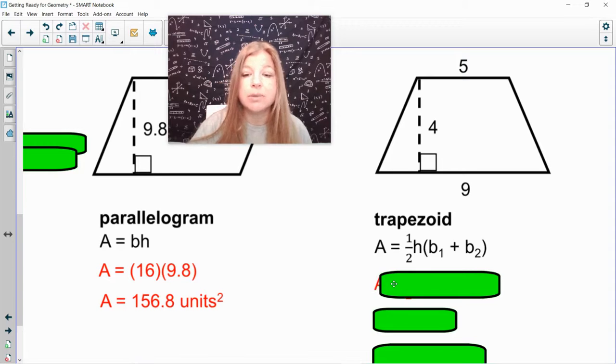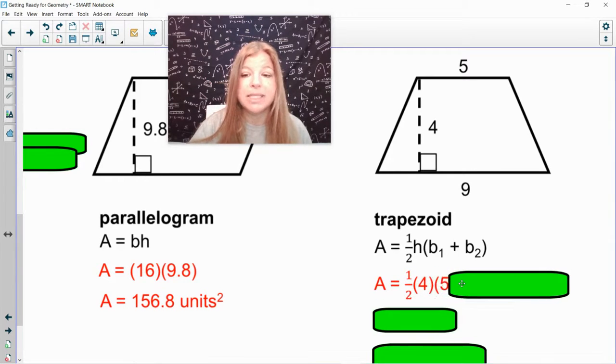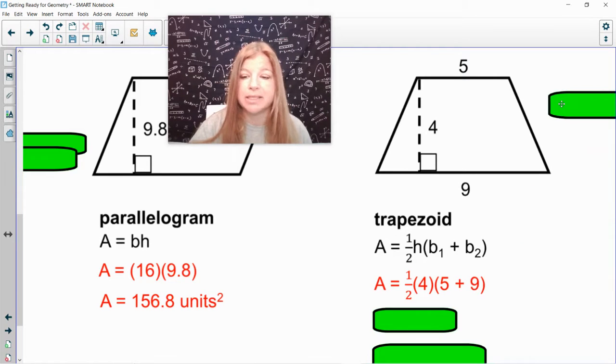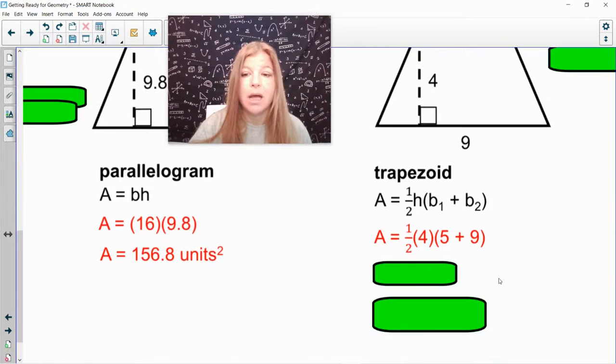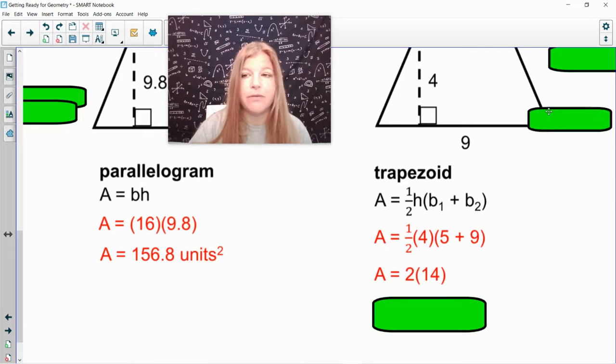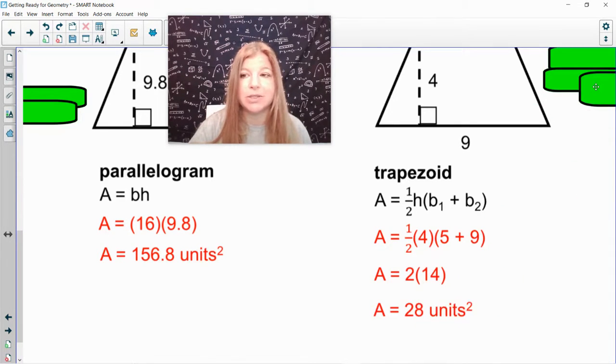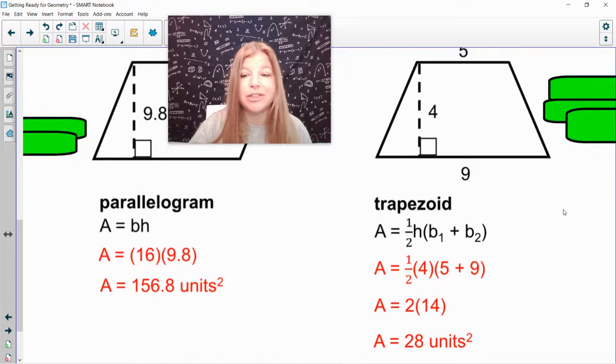So when I plug these numbers into this formula, 1/2 times the height of 4 times the sum of the bases, 5 plus 9. Okay, this is now A equals, what's half of 4? Half of 4 is simply 2. 5 plus 9 is 14. And then I would do 2 times 14, and 2 times 14 is 28. And so the area of that trapezoid would be 28 units squared.